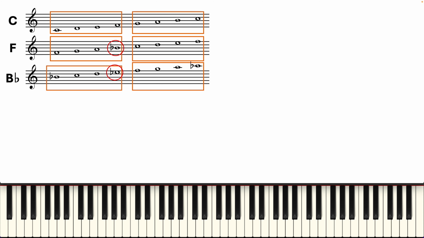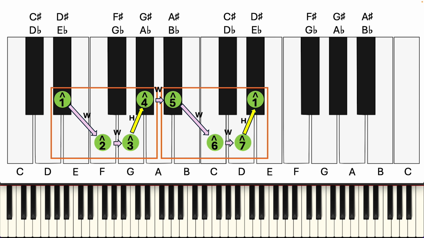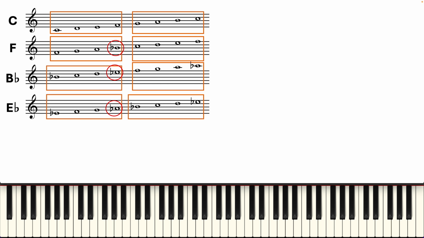So let's continue. From the B flat, we go down to E flat. So we're always going down to those. In this case, we're going down a fifth. So let's start from E flat. Whole, whole, half. We lowered here the A into A flat. And then the tetrachord that we saw before. Whole, whole, whole, half. That's the E flat major.